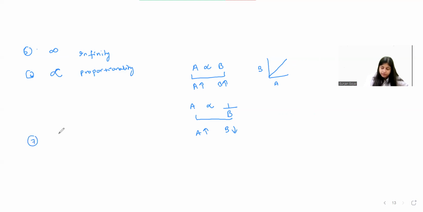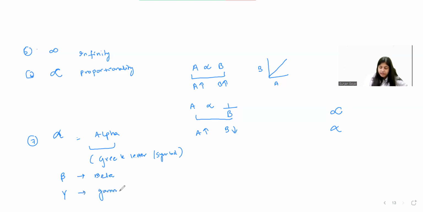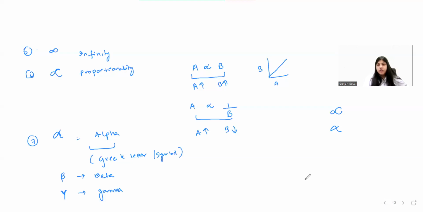Next we have alpha. There's a difference in the sign. You can see proportional is written this way and alpha is written this way, it's like an A with a little bit outside. It's a Greek letter, or Greek symbol. Alpha. Similarly, we have beta, gamma. You can write if you want first, then we'll move to the next page.